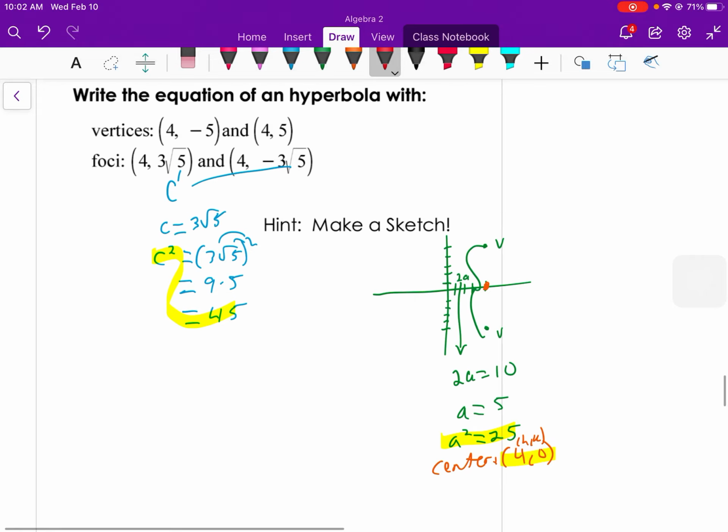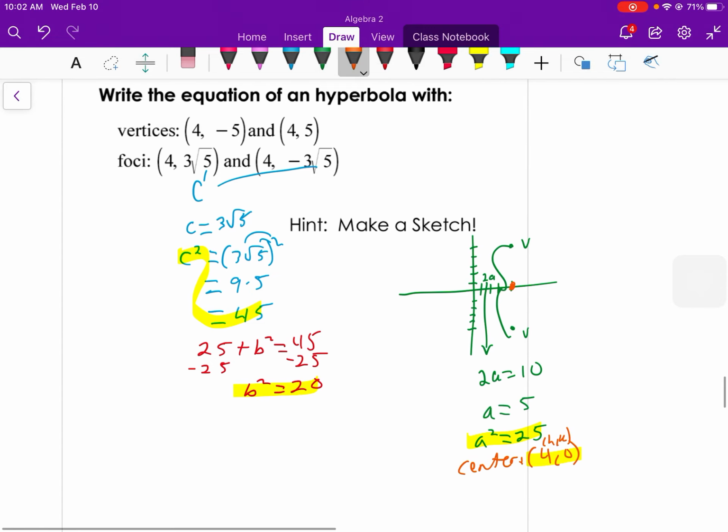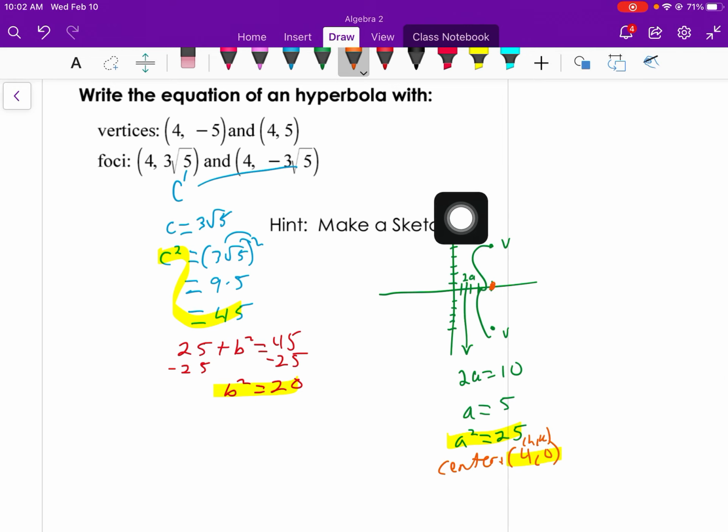Since the standard form of the equation for a hyperbola is minus, it's going to be plus, so 25 plus b squared equals 45. So minus 25 from both sides. B squared will then be 20. All right, now we have a squared and b squared in our HK.